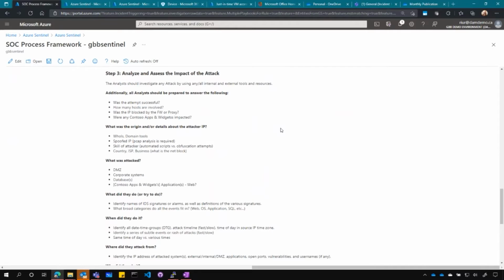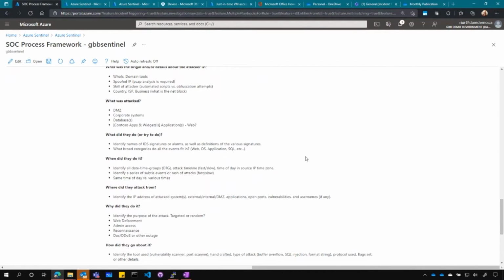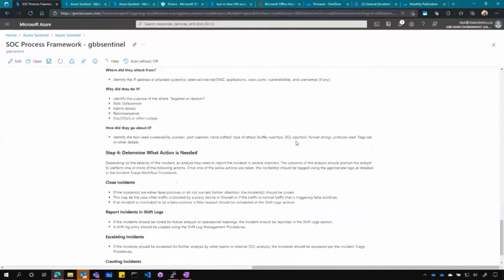Where was the attacker IP? What was attacked? Was it done in the DMZ, corporate systems, databases, apps and services? Was it cloud? Was it on-prem? What did they try and do? Where did they try and go? What data did they try and access? Was that data touched? Was it read or was it exfiltrated? Was it copied off? Who was it sent to? Was that data protected, right? Being able to understand all of that type of information, again, helps the analyst make the contextual decisions that they need to.